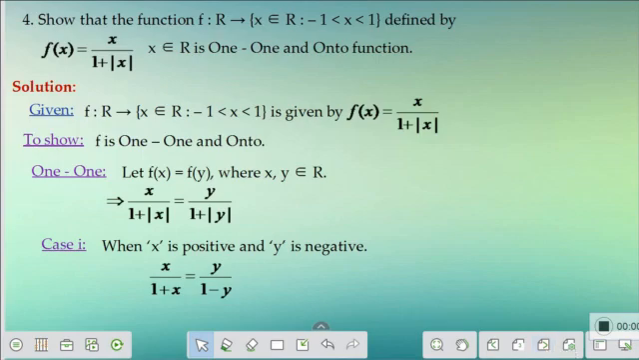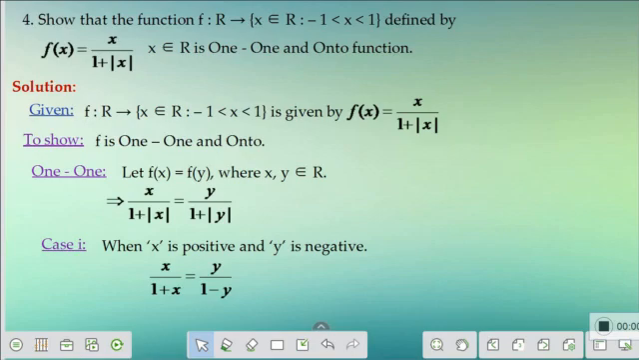Show that the function f from R to the set containing the elements x belonging to R such that x lies between -1 and +1, defined by f of x is equal to x by 1 plus mod x, where x belongs to R, is a 1 to 1 and onto function. We have to prove f of x, which is defined here, is a 1 to 1 and onto function.